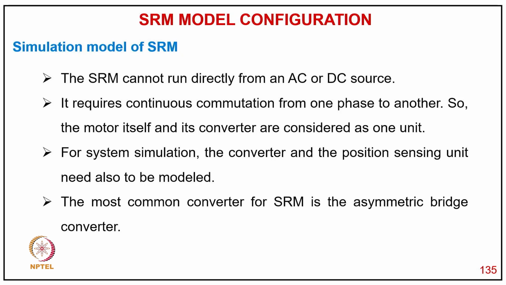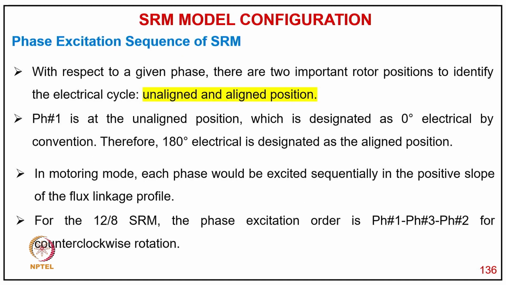So for system simulation, the converter and position sensing unit also need to be modeled. The most common converter for SRM is the asymmetric bridge converter. Now coming to the phase excitation sequence of SRM. With respect to the given phase, there are two important rotor positions to identify in the electrical cycle: the unaligned and aligned positions.